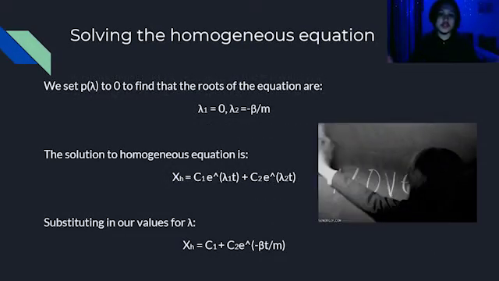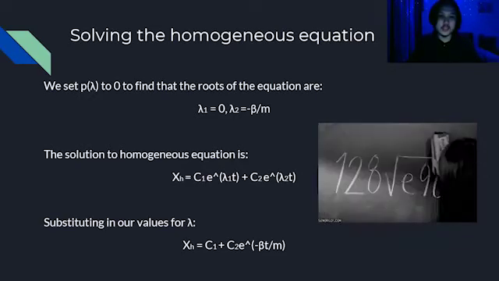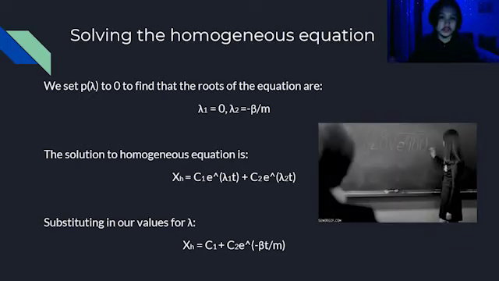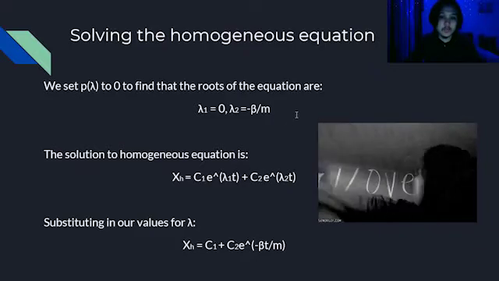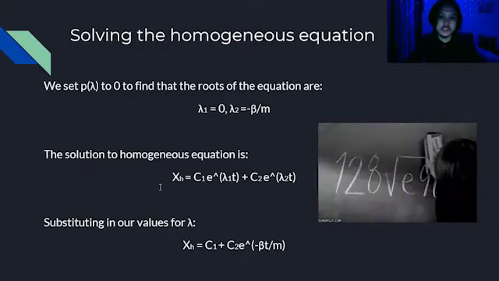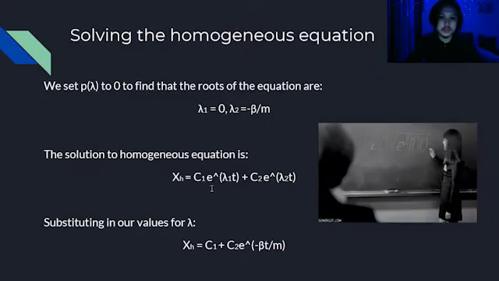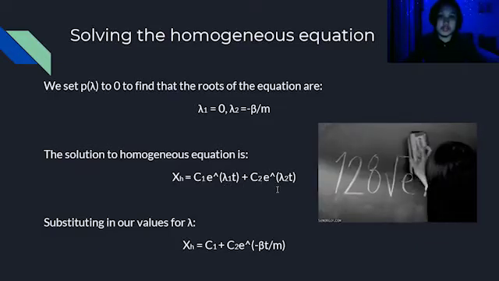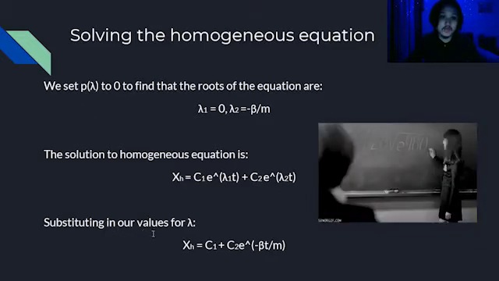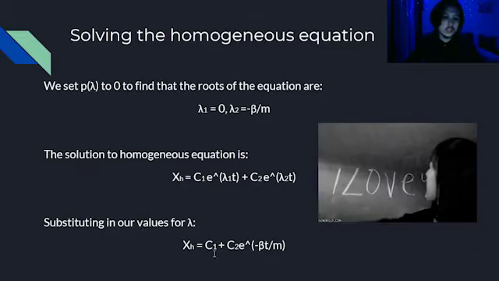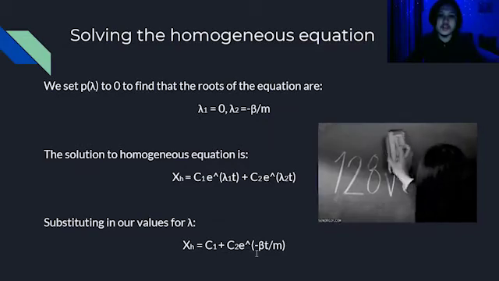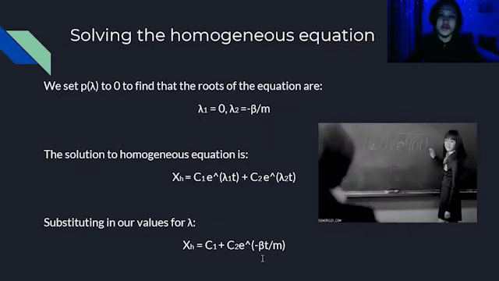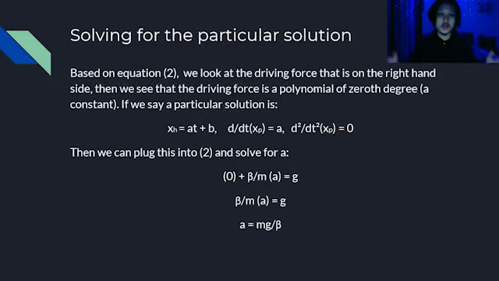Next, in order to find the roots of the equation, we can set p equal to 0, and we get the first lambda equals 0 and the second lambda equals negative beta over m. The solution to the homogeneous equation is x equals c1 times e to the lambda 1 t plus c2 times e to the lambda 2 t. By substituting in our values for lambda, x equals c1 plus c2 times e to the negative beta t over m. So now the homogeneous equation has been solved, and the only thing left to find is the particular solution.